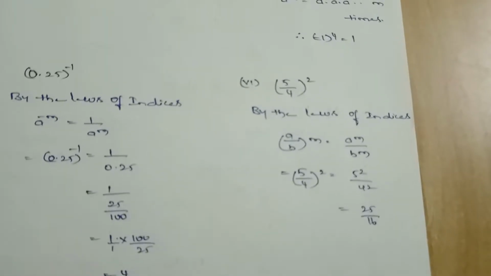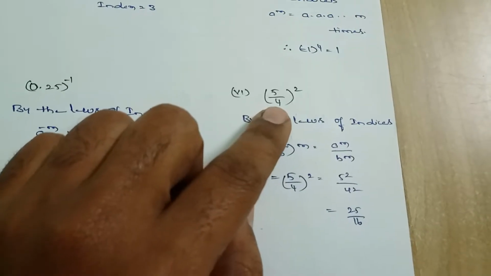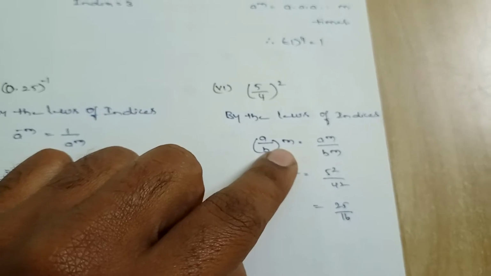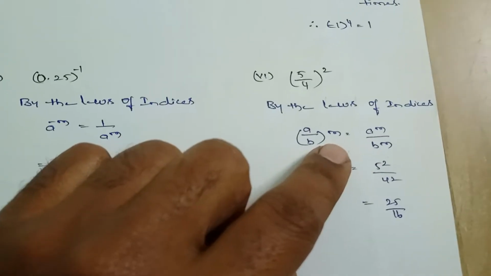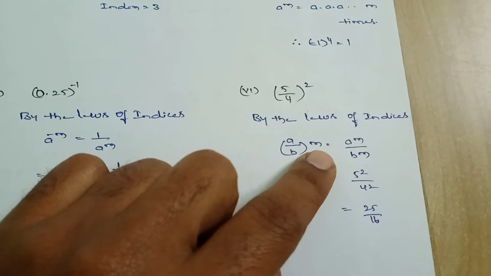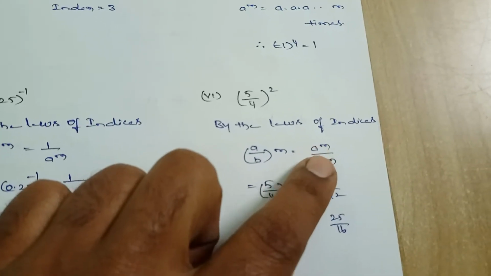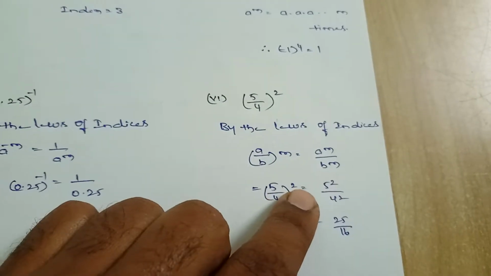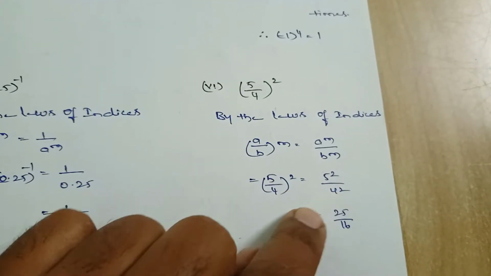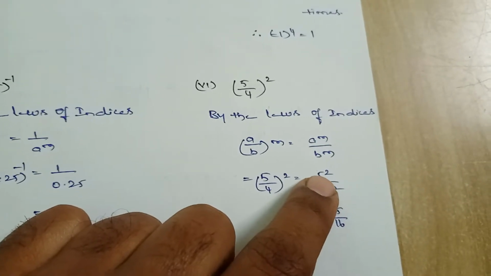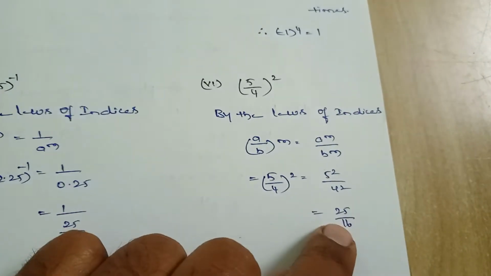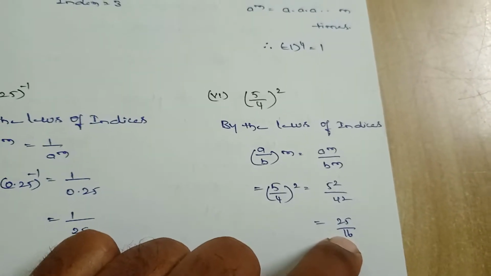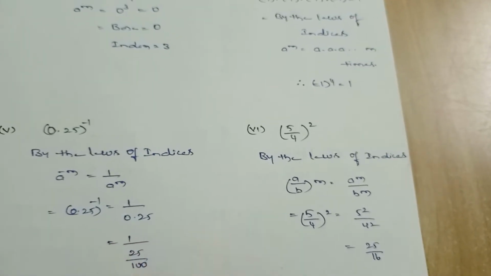Okay, coming to the sixth one, 5 by 4 whole power 2. By the laws of indices, guys, this is in the form of a by b whole power m. That can be written as a power m by b power m. So simplify, 5 power 2 by 4 power 2. That is nothing but 5 is repeated 2 times, 5 into 5, 25. 4 is repeated 2 times, 4 into 4, 16. That's it.